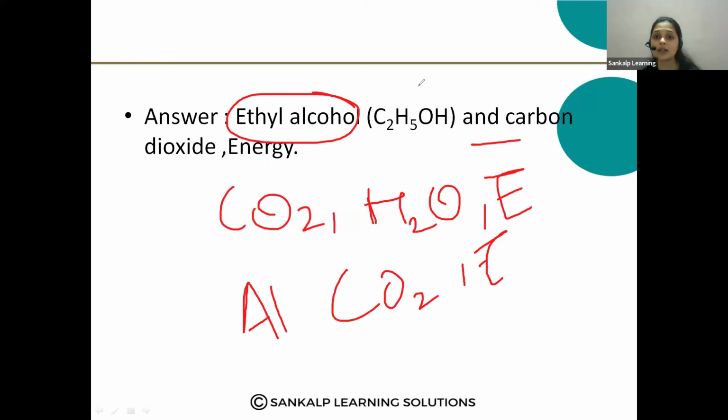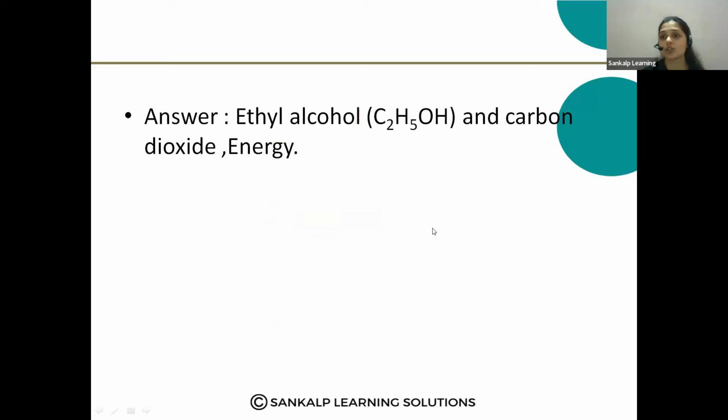So this may be asked as a 1 mark question, or it may be asked for 3 marks, because there are 3 different types of respiration: anaerobic respiration in yeast, anaerobic respiration in muscle cells, and aerobic respiration. So these 3 together may be asked as a 2 or 3 marks question. Okay, so very important, and asked in previous year exams also. Please note down both the questions.